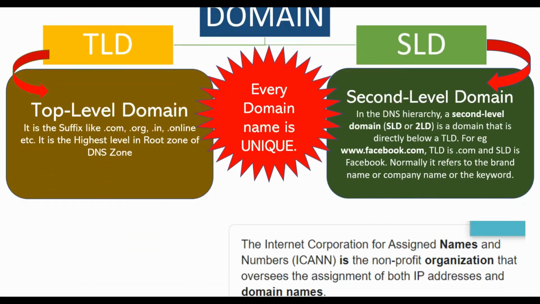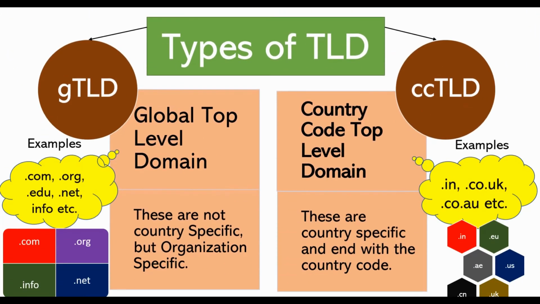Now, basically, there are two types of TLDs. One is GTLD, one is CCTLD. It's a very common difference between the two. GTLD is global top level domain and CCTLD is country code top level domain. The names explain it all.